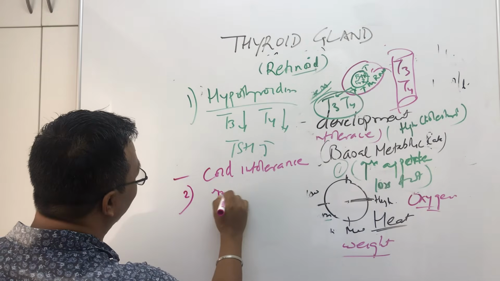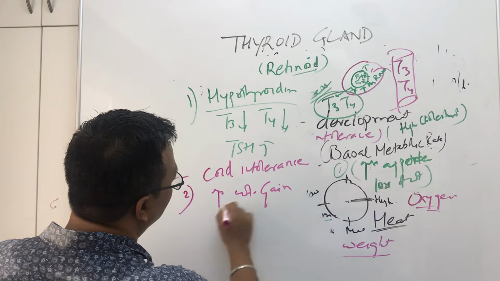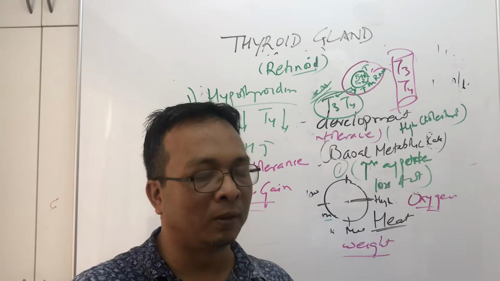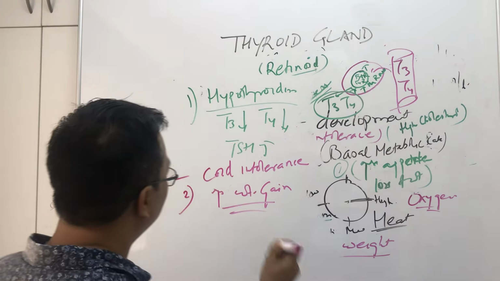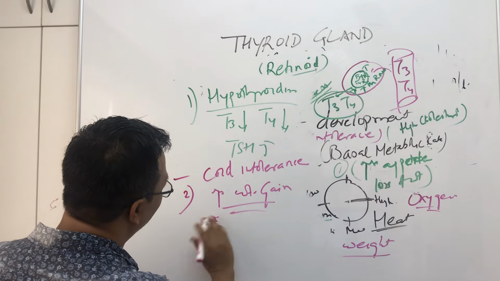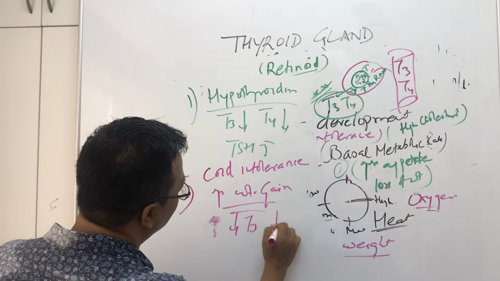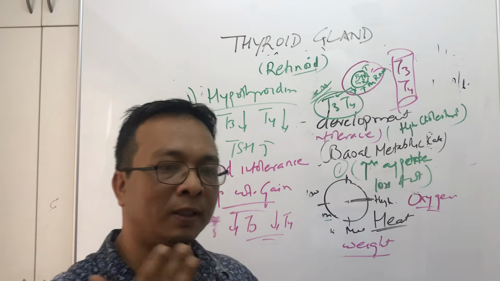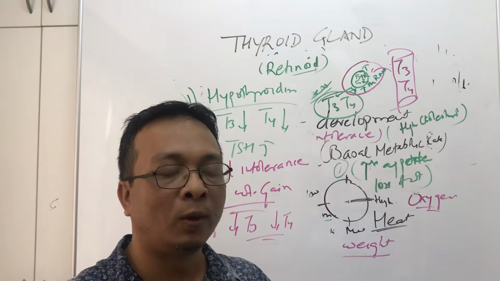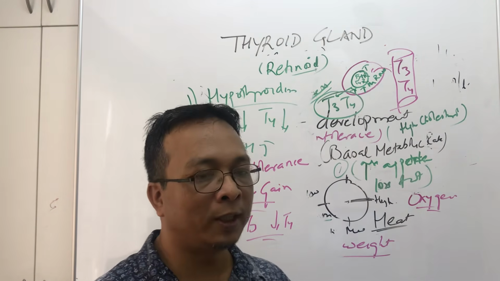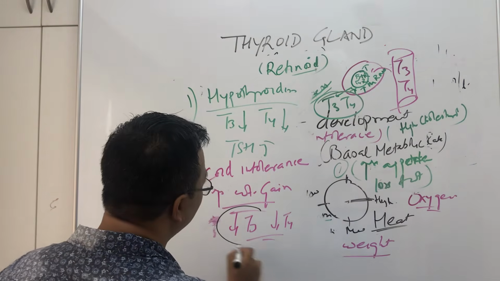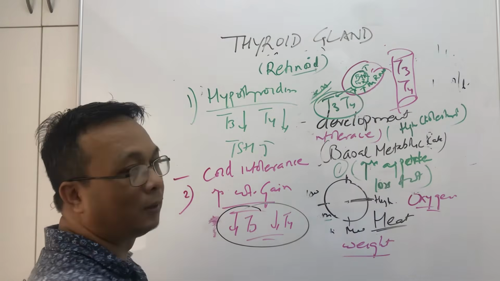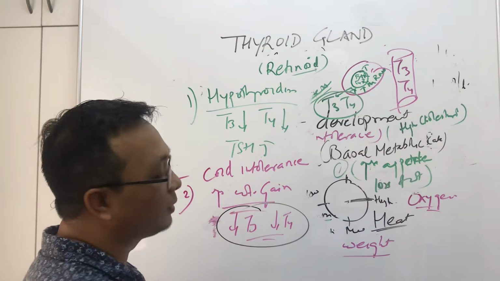The next is increased weight gain. They will say, I don't eat anything. I don't eat a lot. But why am I gaining weight? Because you have low T3 and T4 levels. So in any case where patients say that I am gaining weight though I don't eat a lot, what will you check? Number one, you have to check T3 and T4. In hypothyroidism, T3 and T4 are less, and as a result, there is increased weight gain.